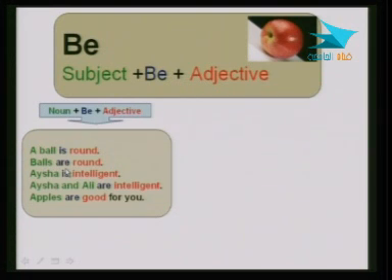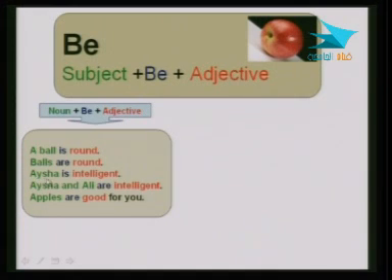Balls are round. Notice that the subject ball, which is in green here, comes first. This is the subject. And then the verb be is, and then the adjective in red color. So a ball is round. Balls are round.